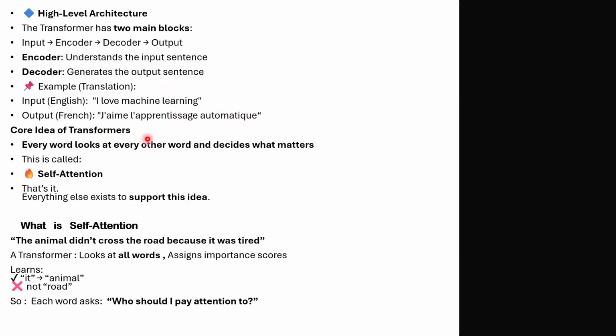The core idea of transformers is that every word looks at every other word and decides what matters. This is called self-attention. Everything else exists to support this idea. So let's learn about what self-attention is.